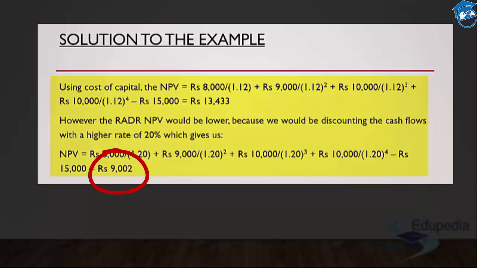13,433 rupees. So what we analyzed with this particular topic was that if I increase my discounting rate, my net present value is going to go down. So lower the discounting rate, the greater will be the NPV. Accordingly, if we adjust the discounting rate on the basis of risks, it's going to provide us a different figure altogether. And that's what this risk adjusted discount rate basically calls for. I hope you guys got the complete understanding of this particular concept.